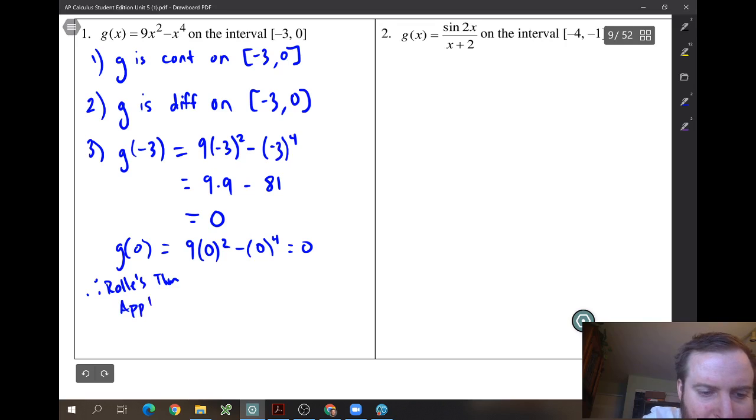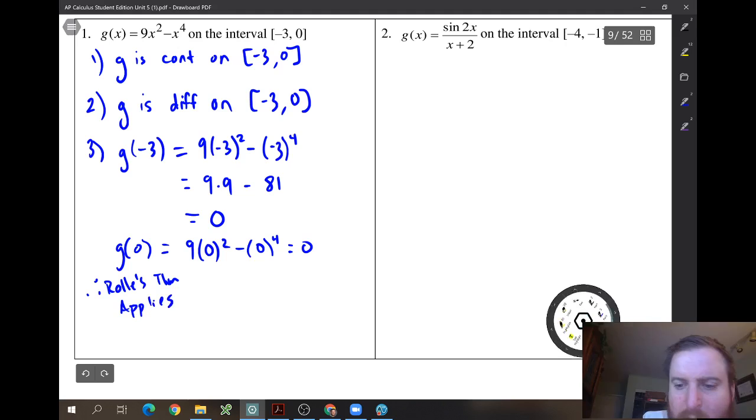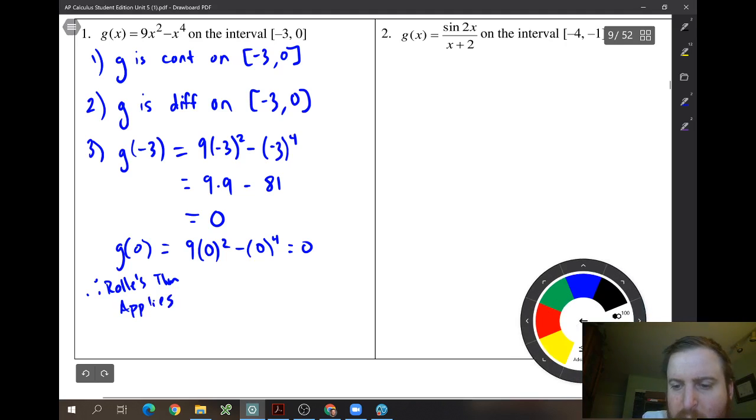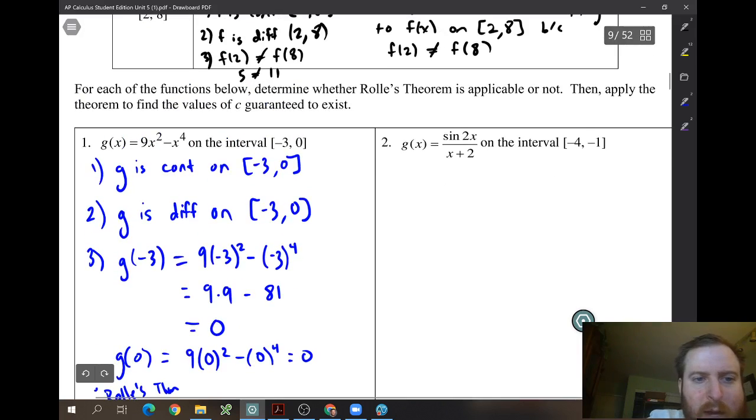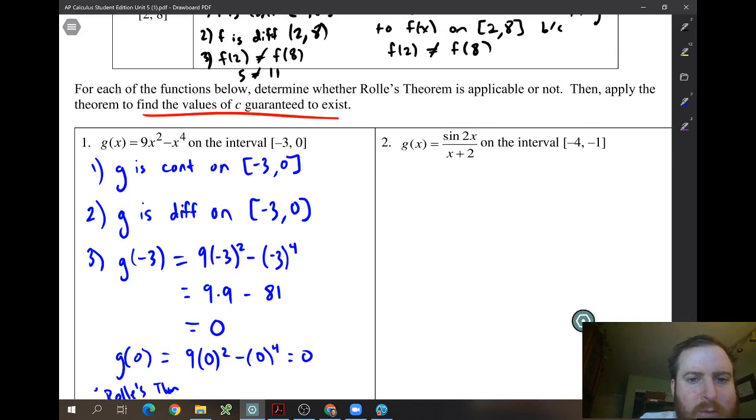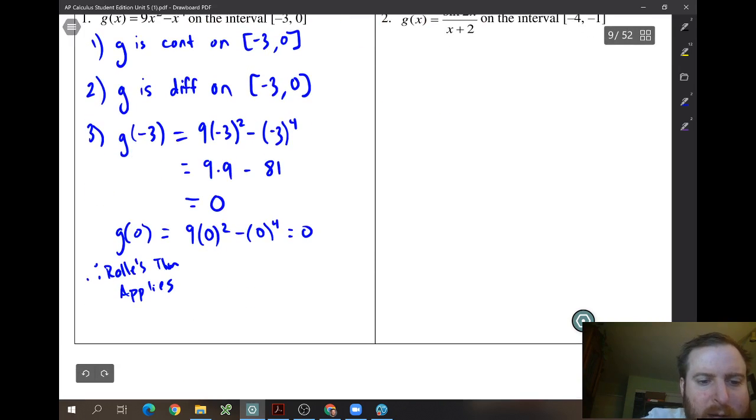So now that Rolle's theorem applied, the second part was to actually find the value of c. So what does Rolle's theorem tell us? It tells us the result is that f prime of c equals 0. Those three rules were just to see, can we use it? Now that we know we can use it, we can set f prime of c equal to 0. So first we're going to find f prime of x.